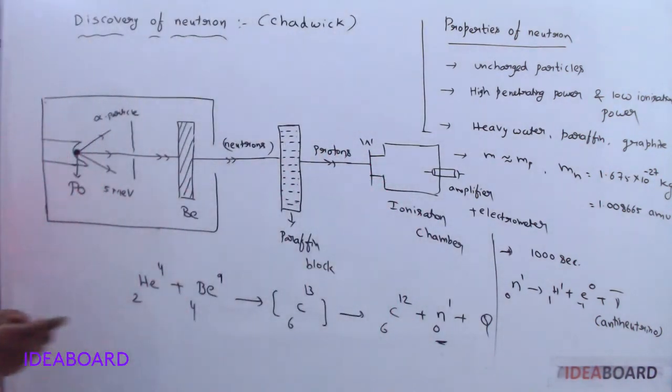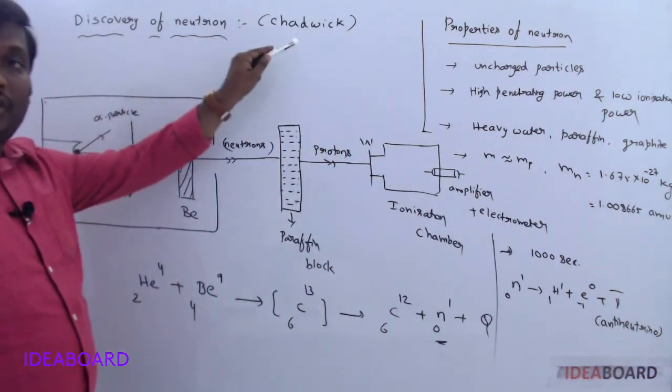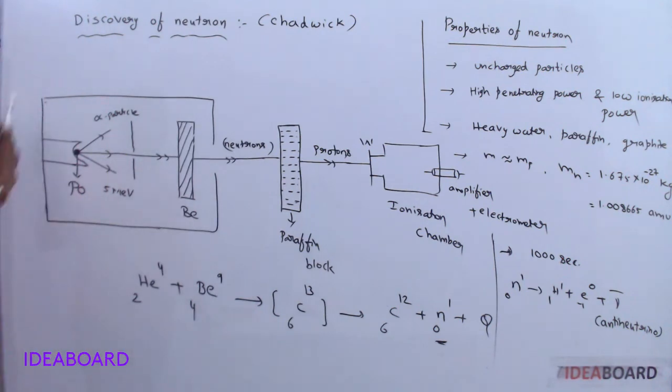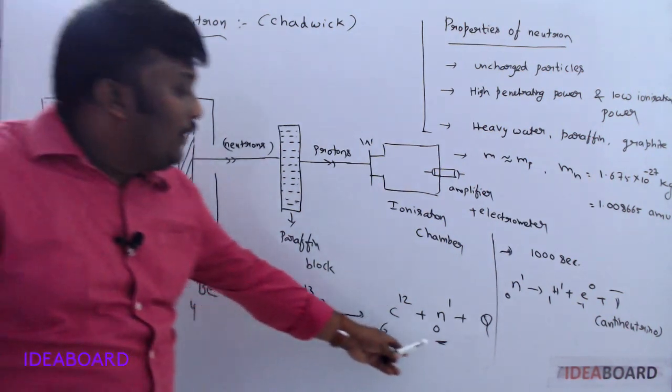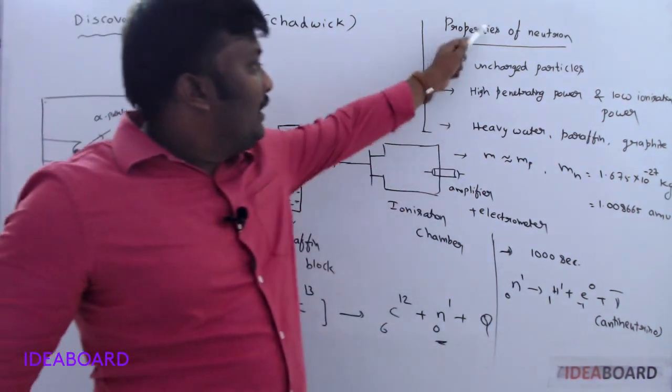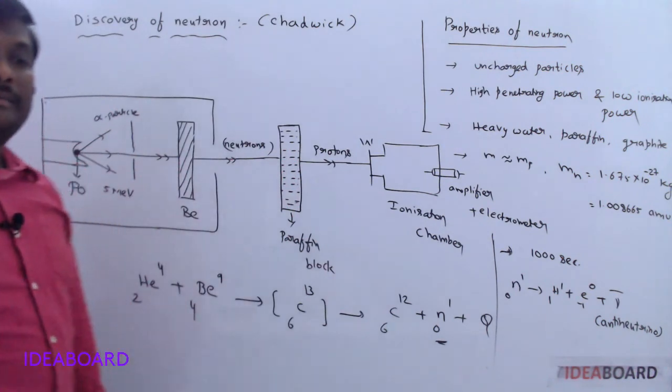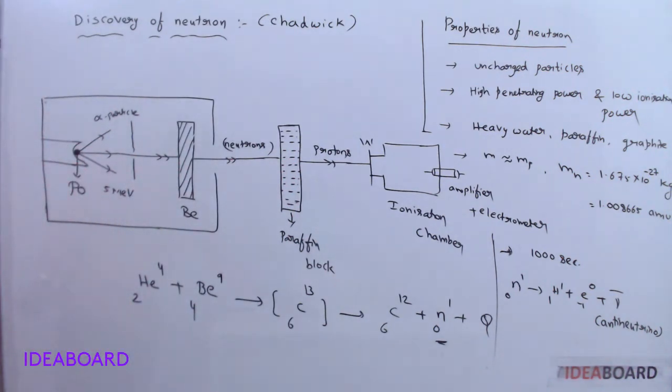Okay, so neutron was discovered by Chadwick in 1932. This is the experimental setup. One equation related to the discovery of neutron. After that, properties of the neutron. Thank you.